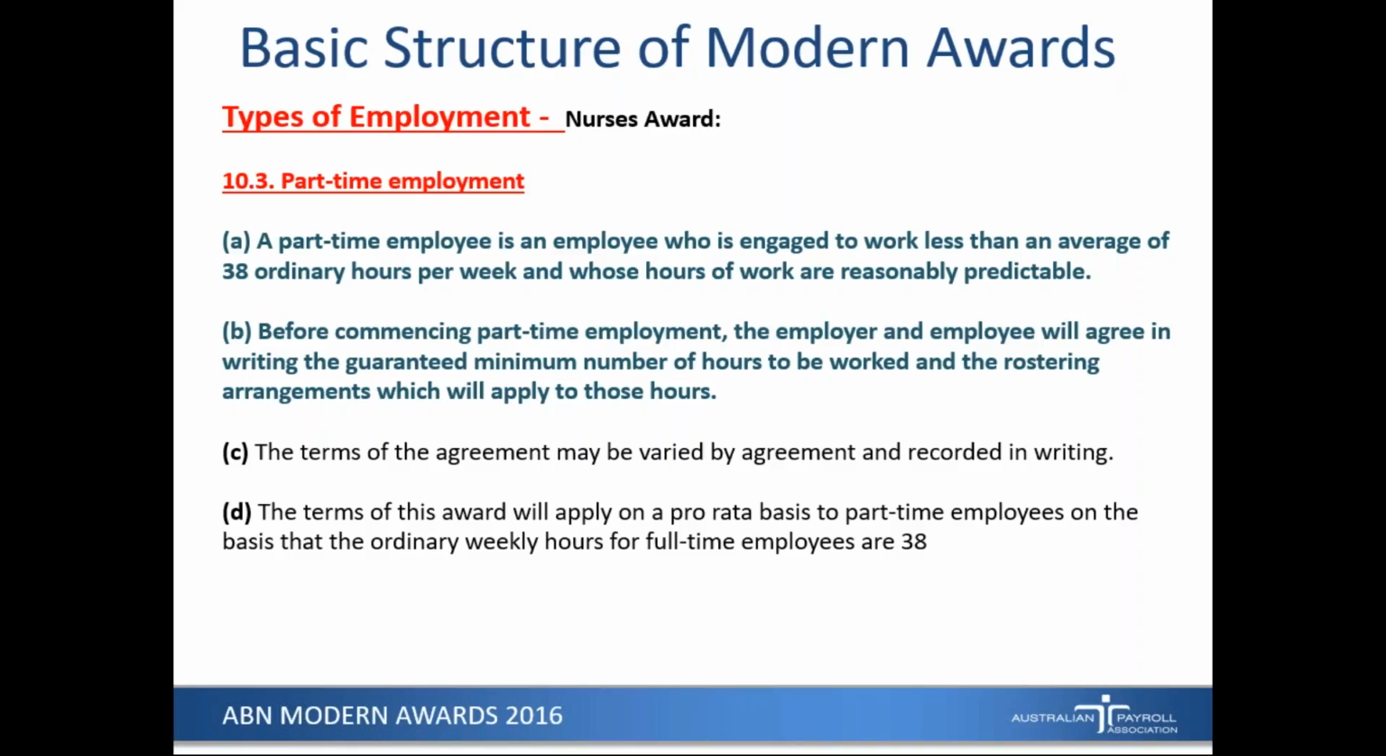Quite different. There's no requirement to specify the hours each day, the days of the week, or the actual hours for the part-time engagement. Under the Nurses Award, anything less than 38 hours, no problem, part-time, can be worked at any time, and anything up to 38 hours is paid at ordinary rates. So once again, it's the part-time clause in awards that varies the most between the types of employment.